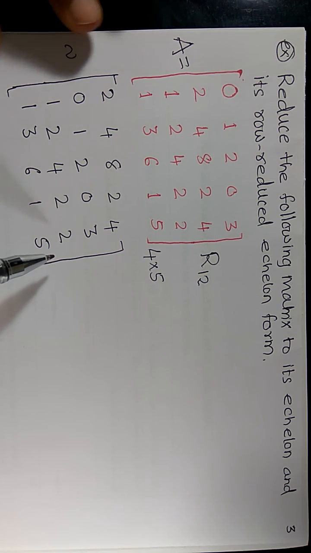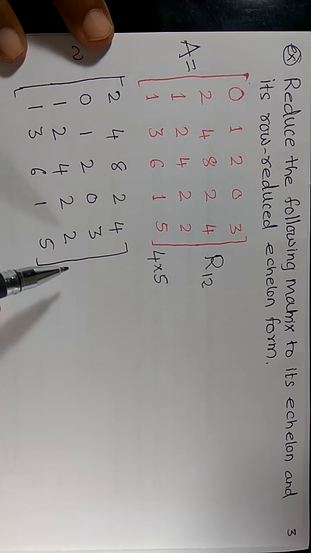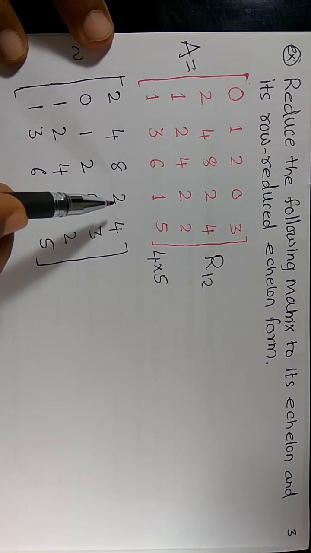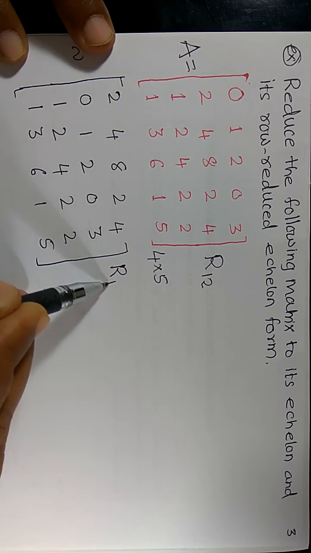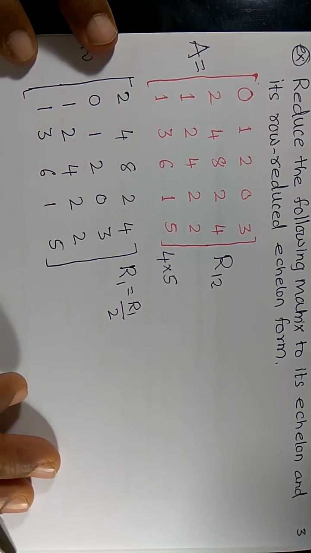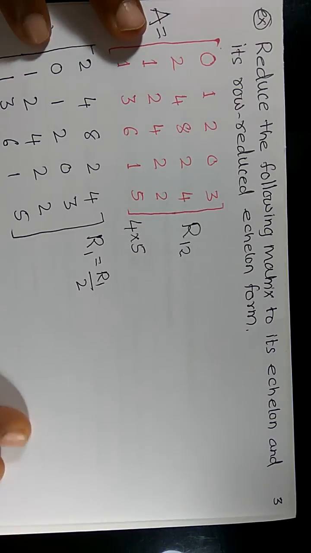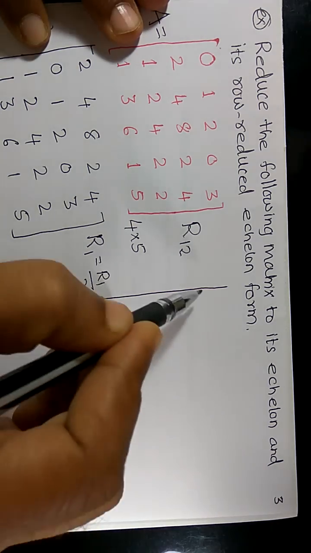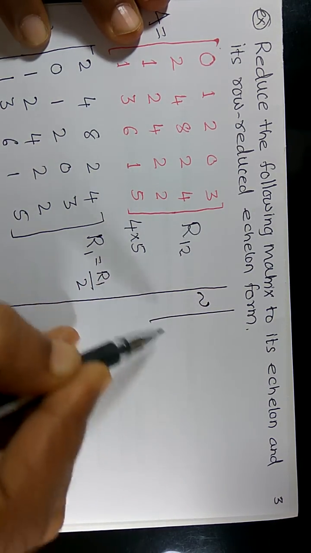Right? So I have obtained a new equivalent matrix. So observe the first row: 2, 4, 8, 2, 4. Now I want to change R1. R1 is equal to R1 divided by 2. Right? So you will get an equivalent matrix.